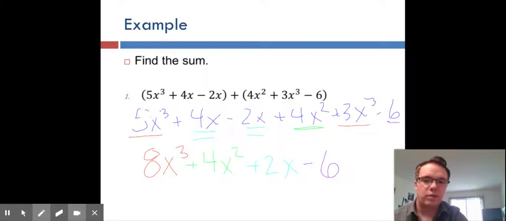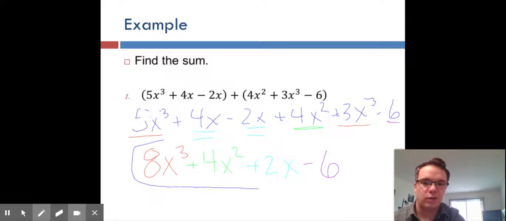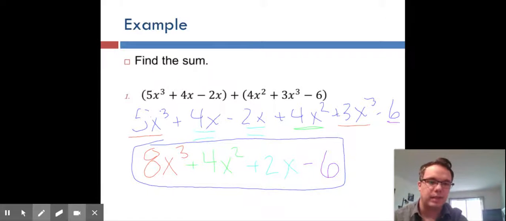So our polynomial goes from biggest power to smallest. So we have 3, 2, 1, and a constant. And there's no more like terms, so this is in fact our answer: 8x cubed plus 4x squared plus 2x minus 6. So another way you could do this is you could rewrite it with the x cubeds next to each other. I don't care how you do it, as long as you put the x cubeds together, the x squareds together, the x's together, and the constants together.